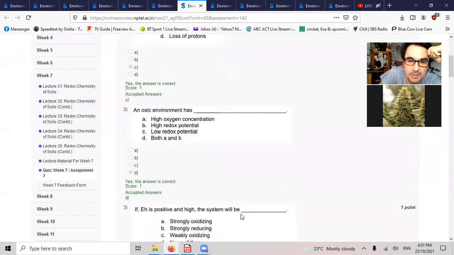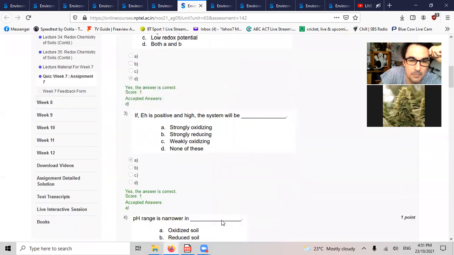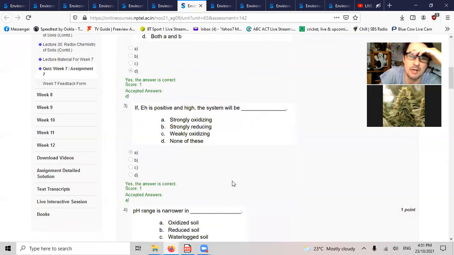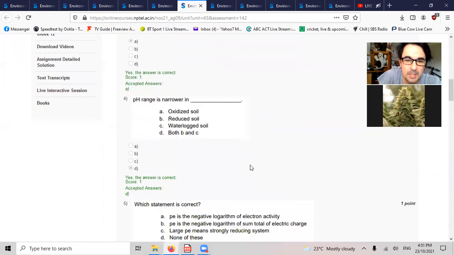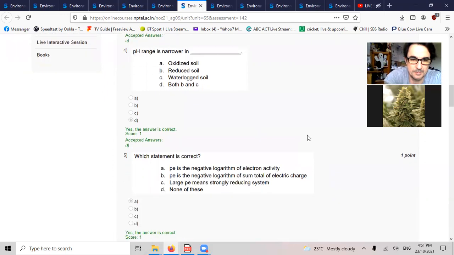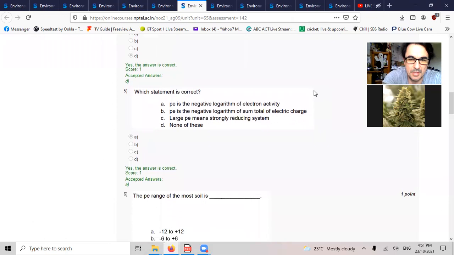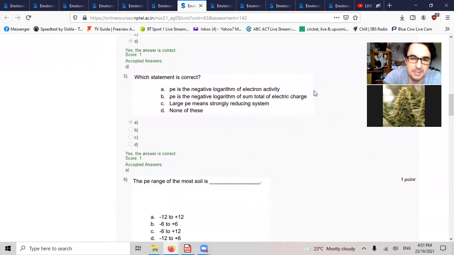pH is positive and high, so the system is oxidizing. pH range is narrow. Which statement is correct? pE is a negative logarithm of electron activity. Yes. pE is a negative logarithm of electron activity, so it's A. The pE range in most soils is -6 to +12.